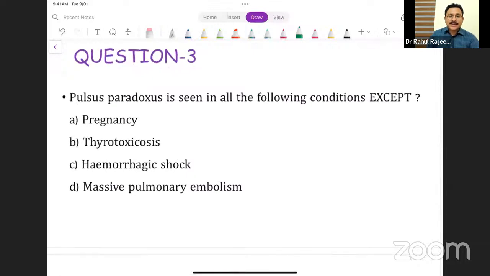Right. Moving to the next question, question number 3. Pulsus paradoxus is seen in all the following conditions except. Now, again, somebody has to be well read to answer this question properly. So the options are pregnancy, thyrotoxicosis, hemorrhagic shock, and massive pulmonary embolism.